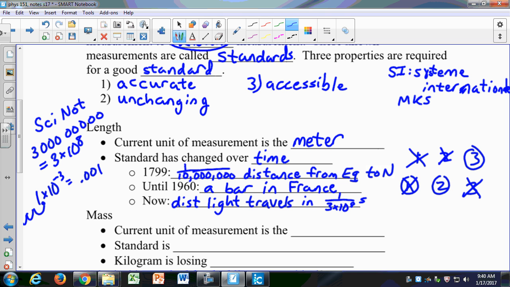This standard, is it accurate? It's based on how we know the speed of light, and we know the speed of light very, very accurately. We can measure it very accurately. The speed of light, as far as we know, doesn't change. And the speed of light is accessible to everyone. Anybody can measure it. I know that might seem difficult, but all you really need is a little pen laser, a rotating mirror, and a detector of some sort, like a CCD. It's an undergraduate lab experiment. So it's accurate, unchanging, and accessible.